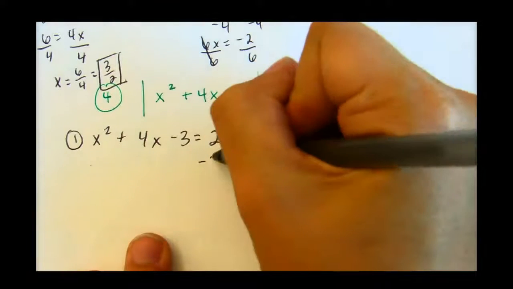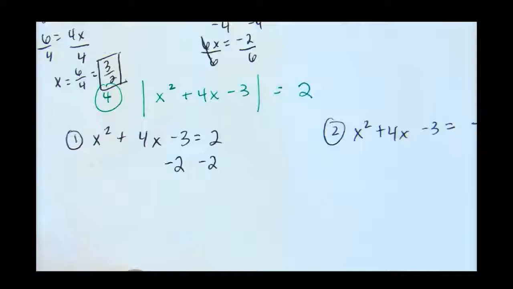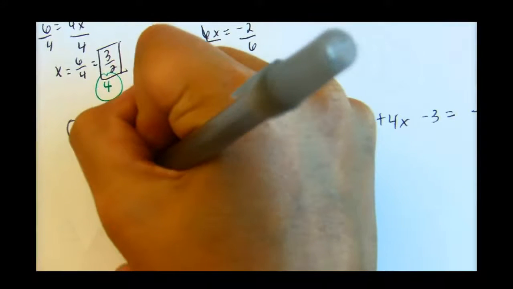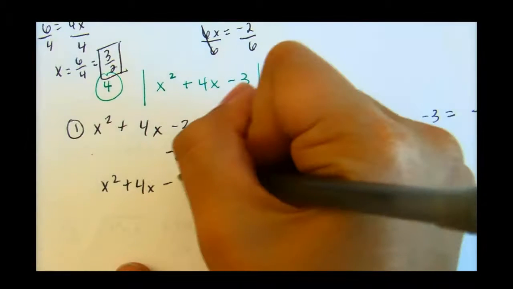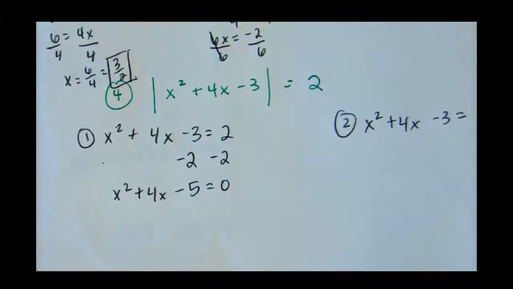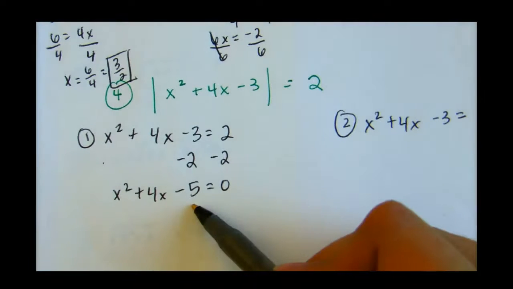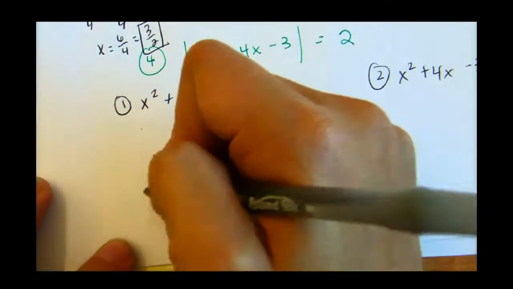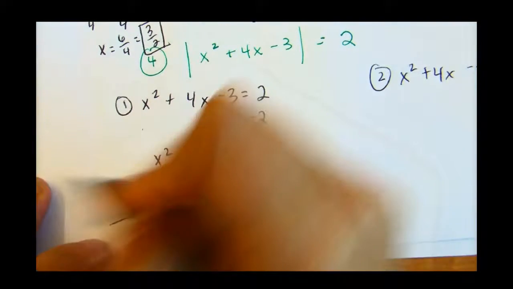I'm going to subtract 2 from both sides so that I get my equation equal to 0. So now I've got x squared plus 4x minus 5 equals 0. At this point, you may see that this is going to factor out, or you can use the quadratic formula if you cannot factor. So I can factor this out though, so I'm going to use Snowflake.